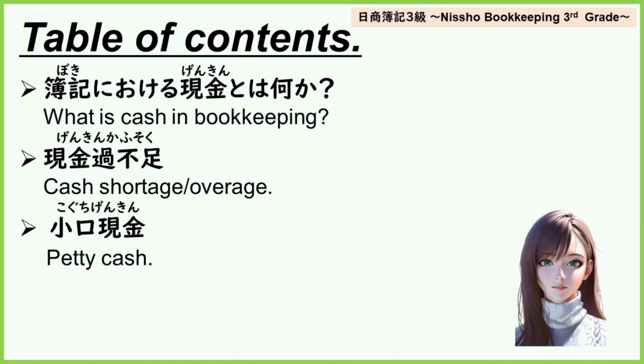In this video, I will explain about cash in bookkeeping. I believe there is cash in your wallets, such as 10,000 yen bills, 1,000 yen bills, 100 yen coins, and 1 yen coins. Of course, in bookkeeping, these are also referred to as cash, but there are other things besides these that are treated as cash. Let's learn about how to handle cash transactions. Now, let's get started.